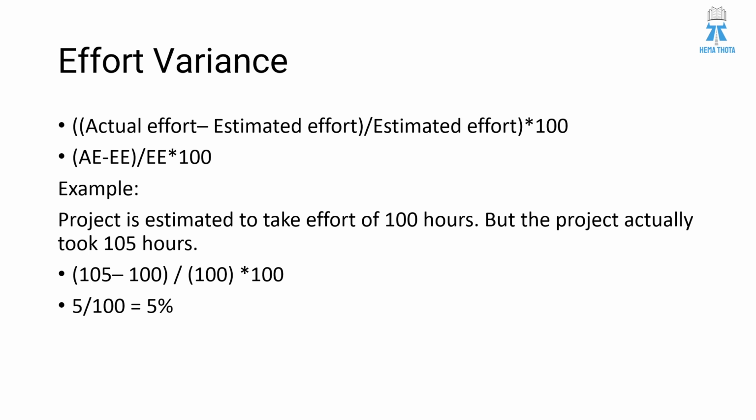So the example here is, a project is estimated to take 100 hours. Effort is measured in hours here. But the project actually took 105 hours, or sometimes it will get finished in 90 hours. So in the example, it took 5 extra hours. So 105 minus 100 divided by 100 into 100. So 5 by 100, that is 5%. You can have negative schedule variance and negative effort variance, because if it finishes earlier than planned, it is negative. If it is delayed, then it is positive.